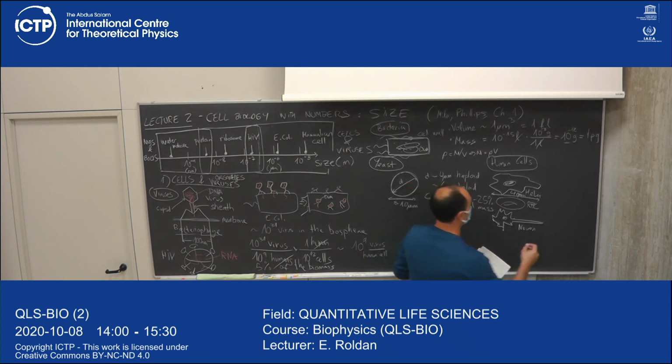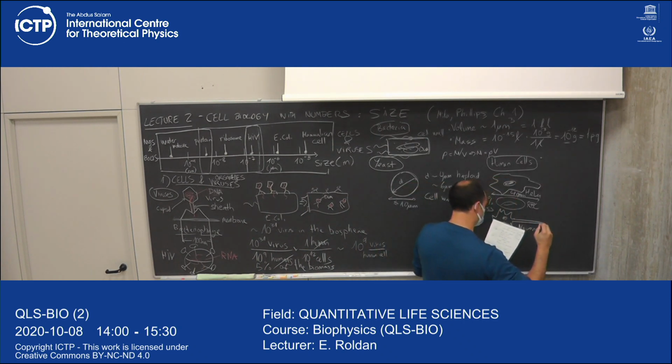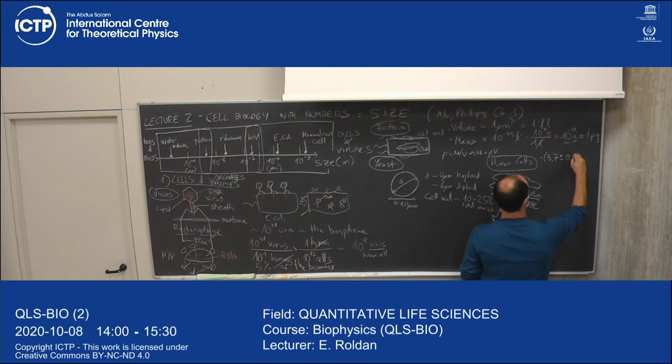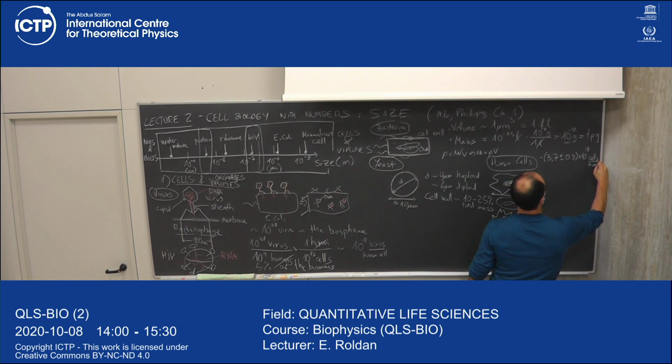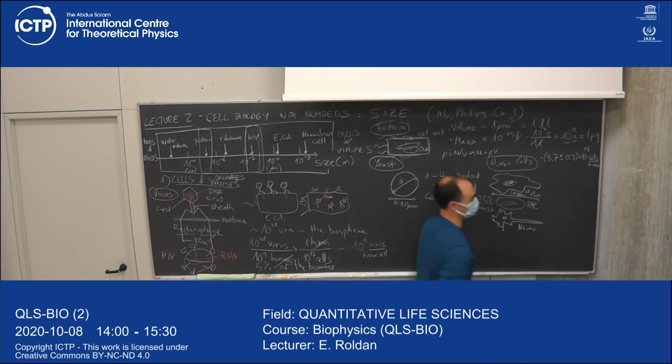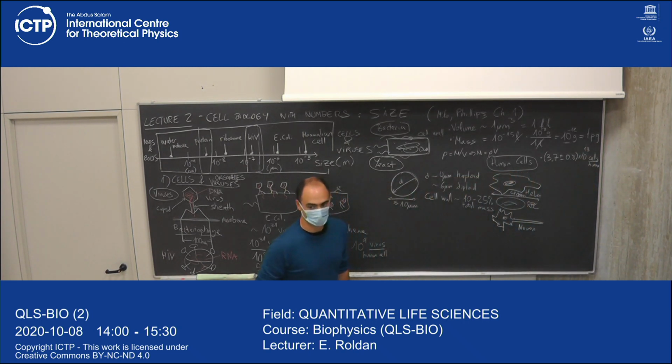And so, important numbers, for example, is that there are around 3.7 plus minus 0.8 times 10 to the 13 cells in a human. So in our body we have 10 to the 13 cells, more or less. There are many.